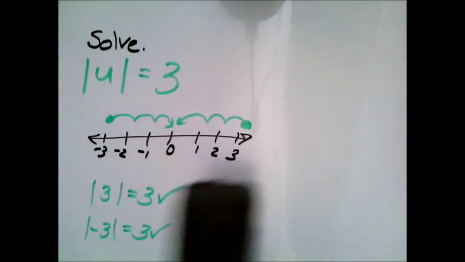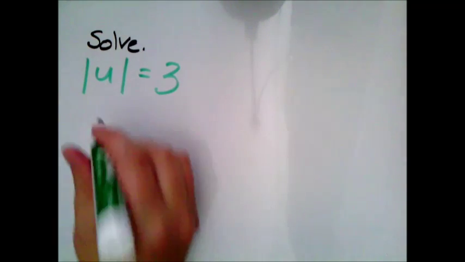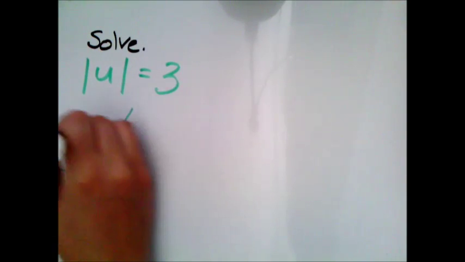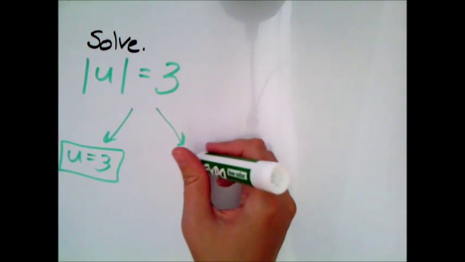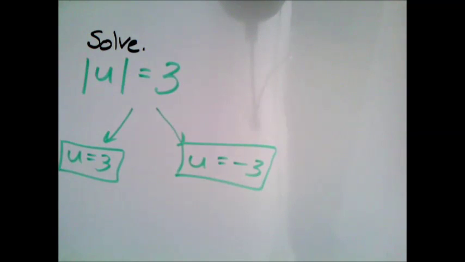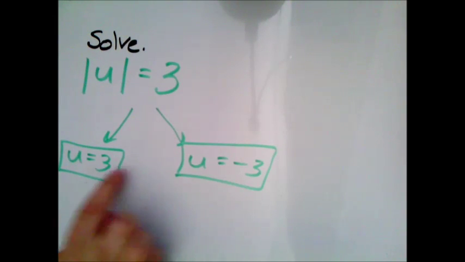So when you're trying to get rid of an absolute value, what you want to do is split it into two equations. One equation is exactly the same, just without the absolute value, and for the other, you drop the absolute value and make the other side negative. And just like in our picture, these are the 2 numbers that are both 3 units away from 0.